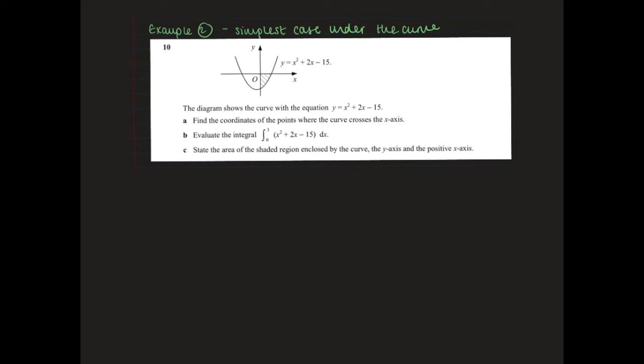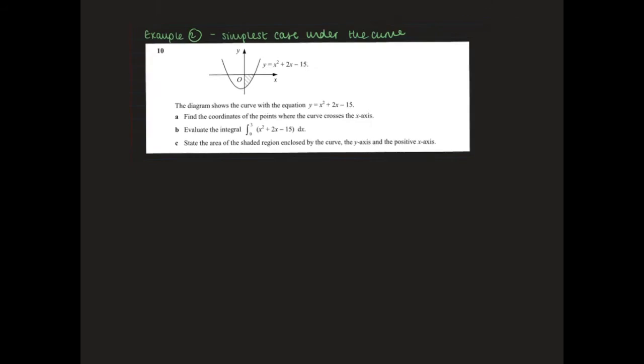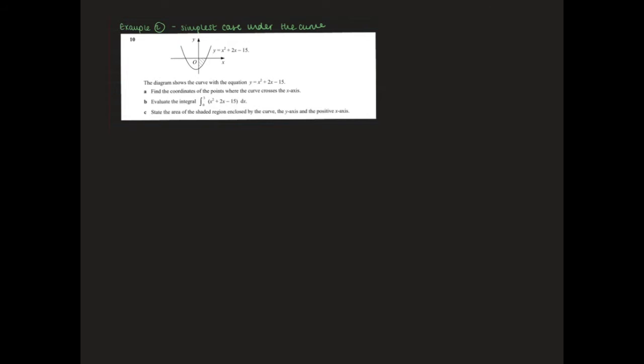Okay, example 2. So again, this is the simplest case, but instead you can see that our area is below the x-axis. So let's work through the question. So in part A, I need to find the coordinates of the points where the curve crosses the x-axis. So to do this, I can put my function equal to 0 because y is 0. And then I can factorise. And then it asks me for coordinates, so I need to write it in coordinate form. And that's my answer.